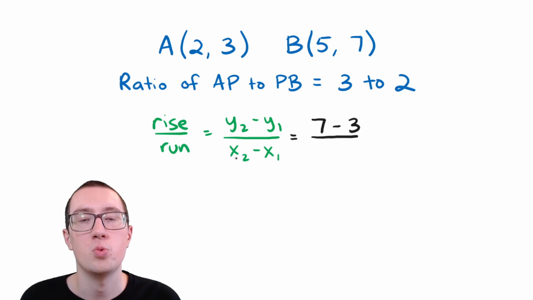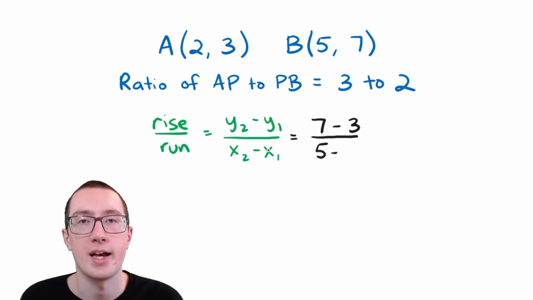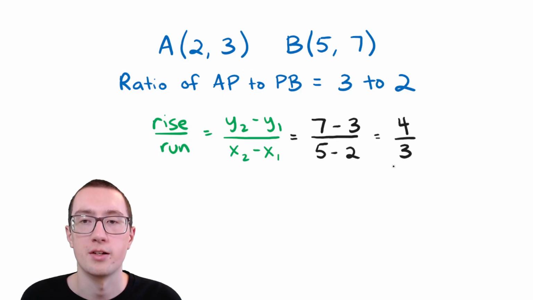Next we have x2, which is the x of the second point. So B is our second point, and the x is the first number, which is 5. And then we have minus x1, which is the x of the first point. So here's the first point, and the x is 2. So let's go ahead and simplify this down. 7 minus 3 is 4, and 5 minus 2 is 3. So our slope is going to be 4 over 3.